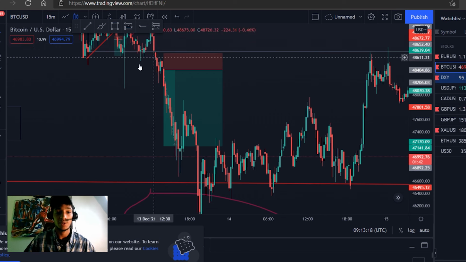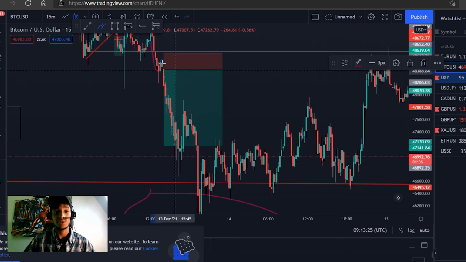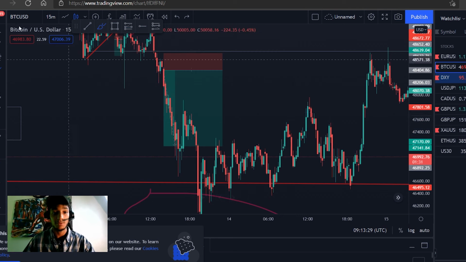So I just waited, scaled down to the 5 minutes. The 5 minute gave me a good impulse correction, so I saw the next impulse coming, so I placed my entry, then boom, it impulsed and hit my take profit.